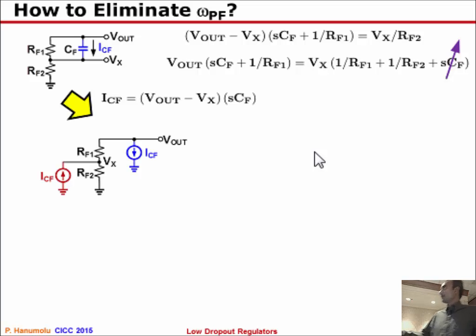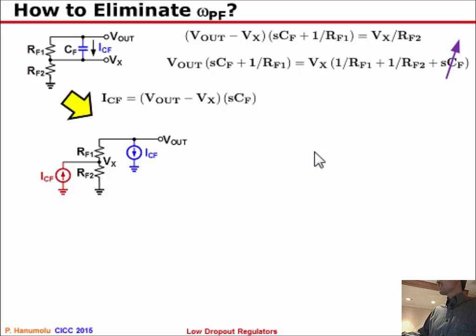So for that, let me just go through a couple of steps here. The current flowing through the capacitor is given by the voltage across the capacitor times sCF. So I can always represent the same behavior in this form, where I'm not violating any KCLs at any point. There is ICF amount of current going into Vx, both from this side of the resistor and the top side of the resistor. So this is equivalent to essentially having the same thing represented in this manner.